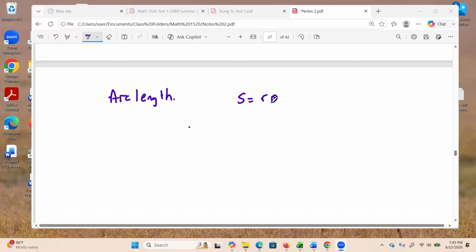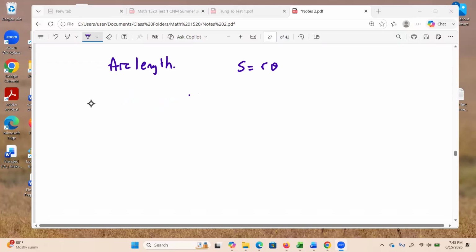Now, without calculus, we pretty much deal with the fact that arc length is a part of a circle. We have S is equal to R theta. We're going to take a little bit of a derivation from that. We're going to take a detour from that.